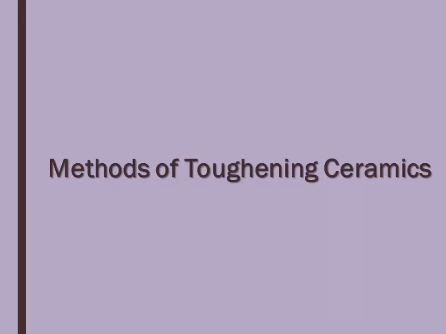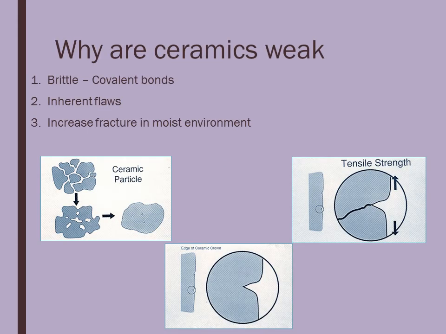Now let's move on to certain methods that we can use to strengthen or toughen the ceramics. This is a very important UQ question as well, and it has been asked many times in your exam. So as we mentioned, ceramics are weak or brittle, they have high compressive strength but low tensile strength. And the reason is that they are bonded by covalent bonds, which as you know are weak bonds. And then they have inherent flaws within themselves.